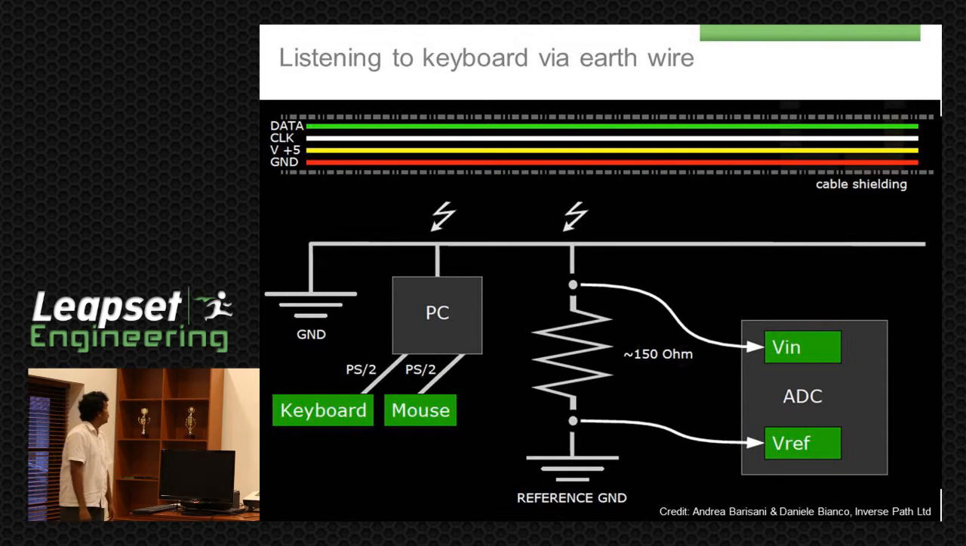That wire actually has 4 different cables inside, 5 with the shield, right? Data cable, clock cable, voltage for the keyboard to run, and the ground. Around those 4 wires is a shield. That shield is connected to your earth wire.